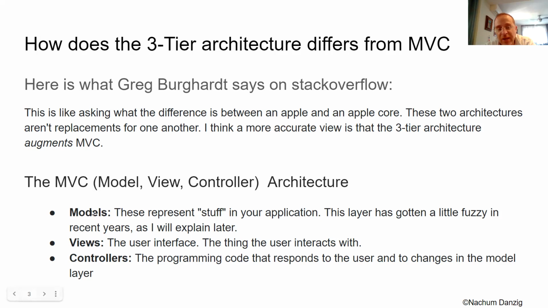Now, the models may not be the database. They may be classes that represent the database. But the idea is that there's some underlying data model. This is like a data model, and the view is how to present it. And the controller is the program code that responds to the user and changes the model layer. In other words, in the view, I can say, I want to change something. So I change it. Then the controller layer will actually go and change the data.